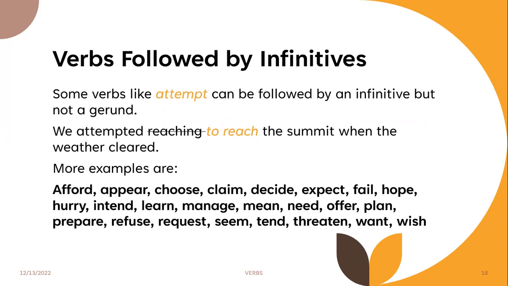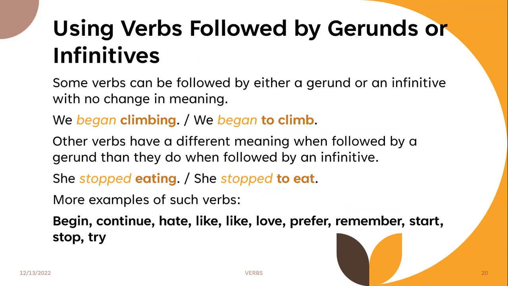Some verbs like attempt can be followed by an infinitive, but not a gerund, right? So we attempted to reach, not reaching, the summit when the weather cleared. So other examples, we have afford, appear, choose, claim, decide, threaten, want, wish, etc. And then we have verbs that can be followed by either a gerund or an infinitive with no change in meaning. So we began climbing, we began to climb.